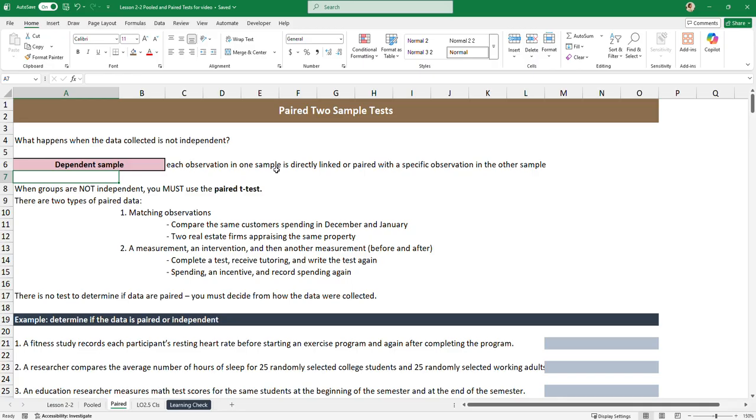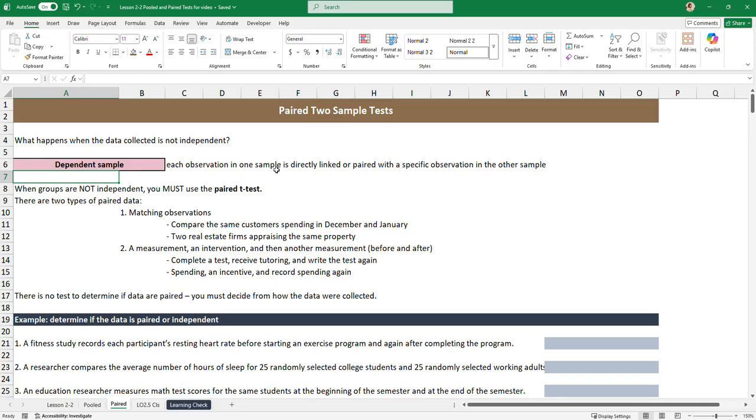The other way you can get a paired test is when you have a before and after test. So think about it like if a student completed a test, then they got tutoring and had to write the test again, and you wanted to compare their scores before and after, then this would be dependent data because it would depend on each student.